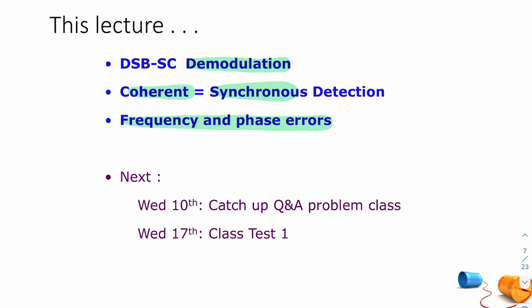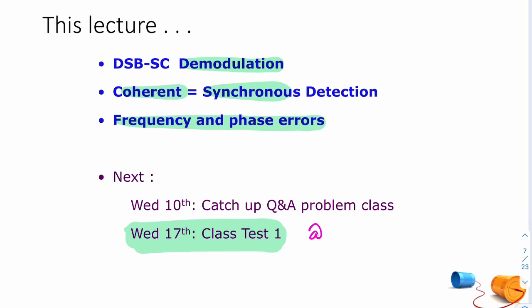Coming up later in the week on Wednesday, there's going to be a problem class. And Wednesday 17th, there'll be your class test. So make sure you're ready for that. There'll be no resit opportunity for the class test. It'll be a timed test, and you need to be available at 10 a.m. It's an online test.